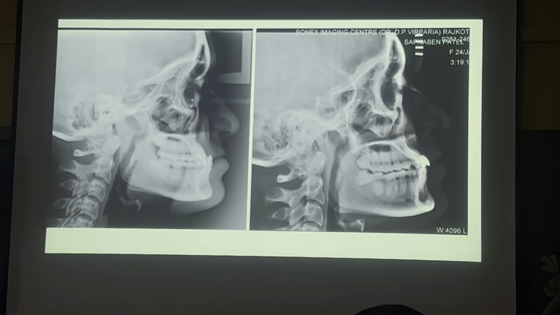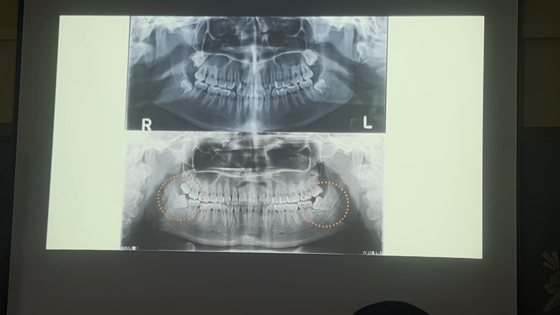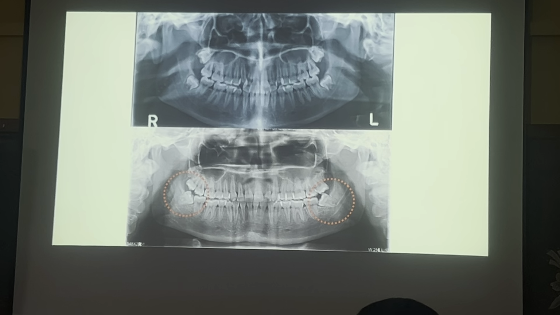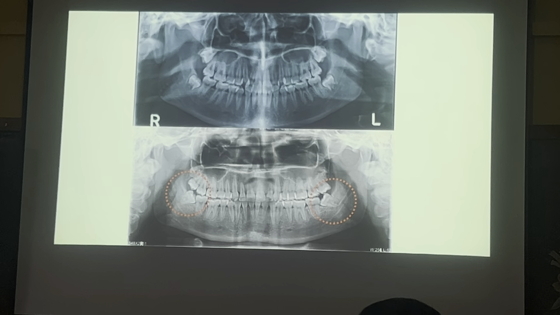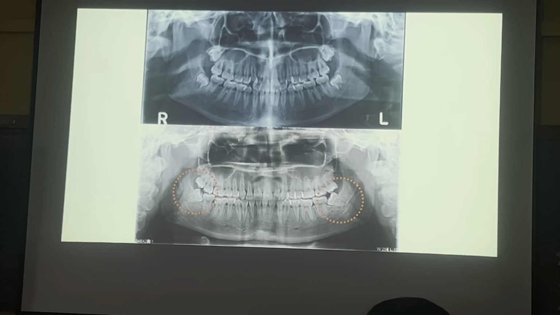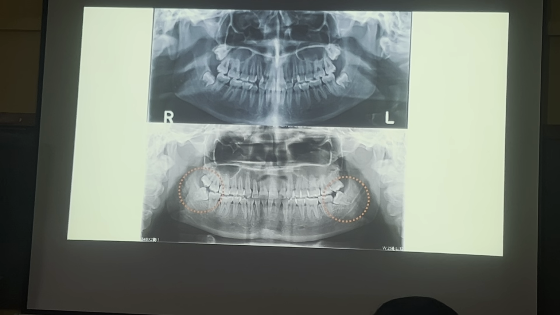These are the OPG before and after. And this is the OPG before and after. Look at the third molar, which was more or less upright when we started the treatment, but at the end of the treatment it became visible. That means there is some restrictive force in the mandible.